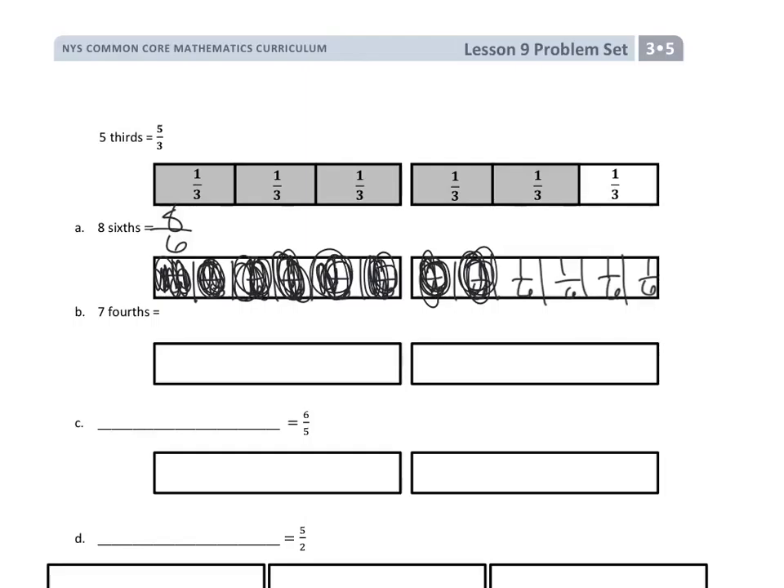Then we're going to go on down to the next one. We see right here it says 7/4. We're going to write 7 and 4. The unit fraction for that is 1/4, and we know we need to cut that into fourths. And again, we'll cut this into fourths.